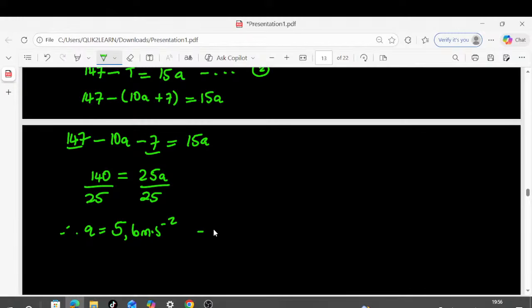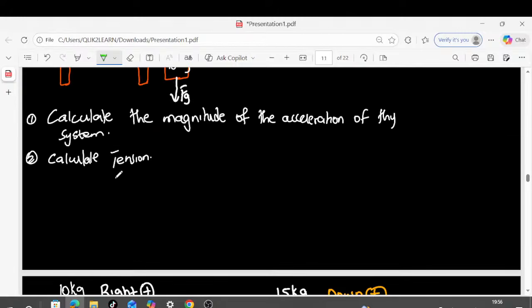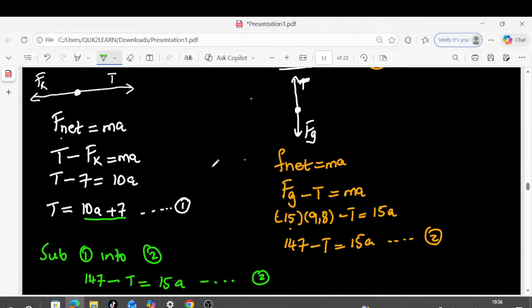Right, so we call this equation 3. Why is this equation 3? Okay, we don't have any comments on TikTok. Okay, it's fine. So now, why is this equation 3? This is equation 3 because remember the question said find the acceleration, and now they want us to calculate the tension. So I'm going to calculate the tension.